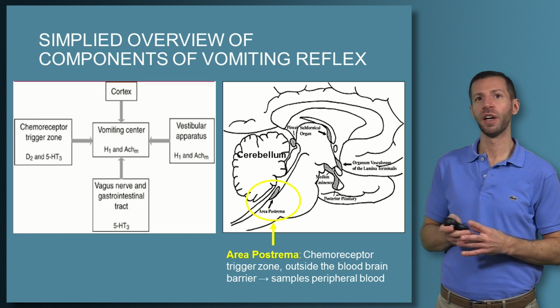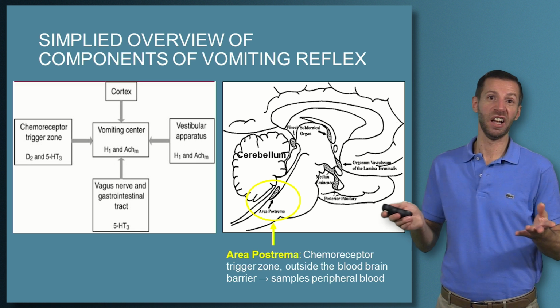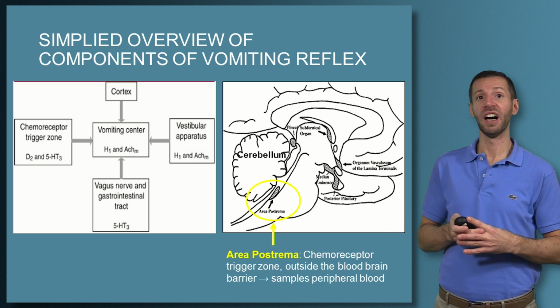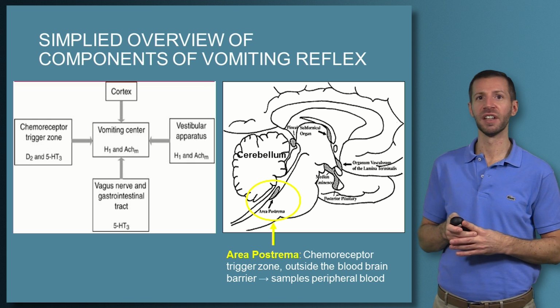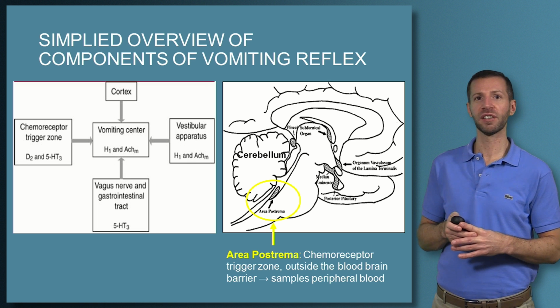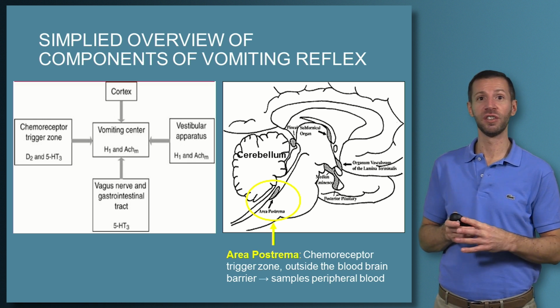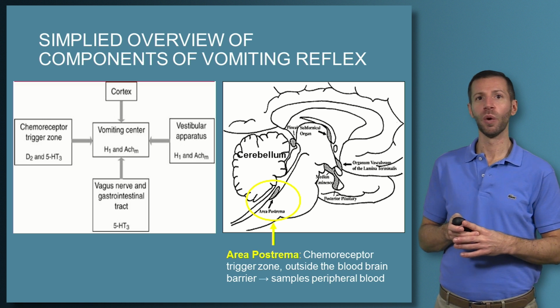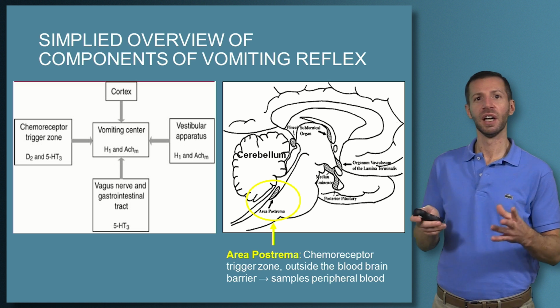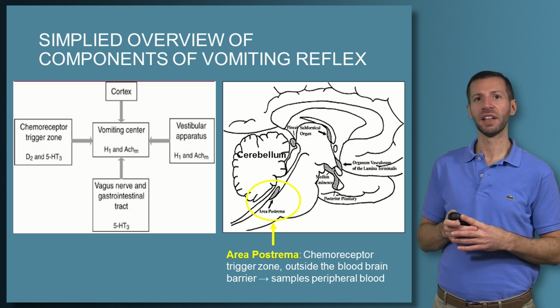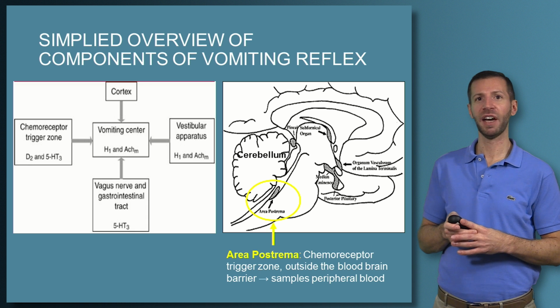So this is a simplified overview, which in some ways is not so simple, but I think really helps show what I've tried to allude to on the previous slides. So this is, again, the vomiting reflex. On the left, you see the vomiting center in the middle, where histamine 1 and the muscarinic 1 receptor, or the acetylcholine muscarinic receptor, tends to be most prevalent. And that's sort of the final common pathway.